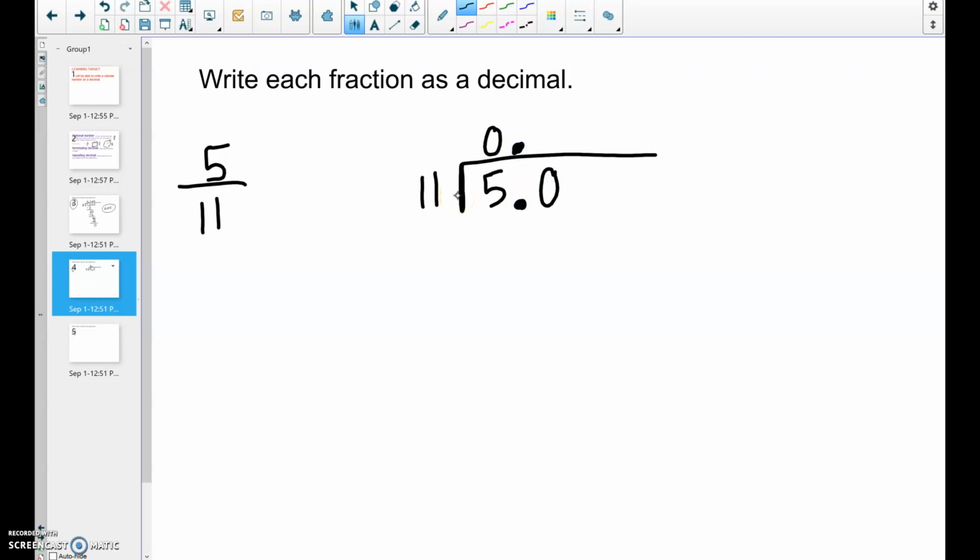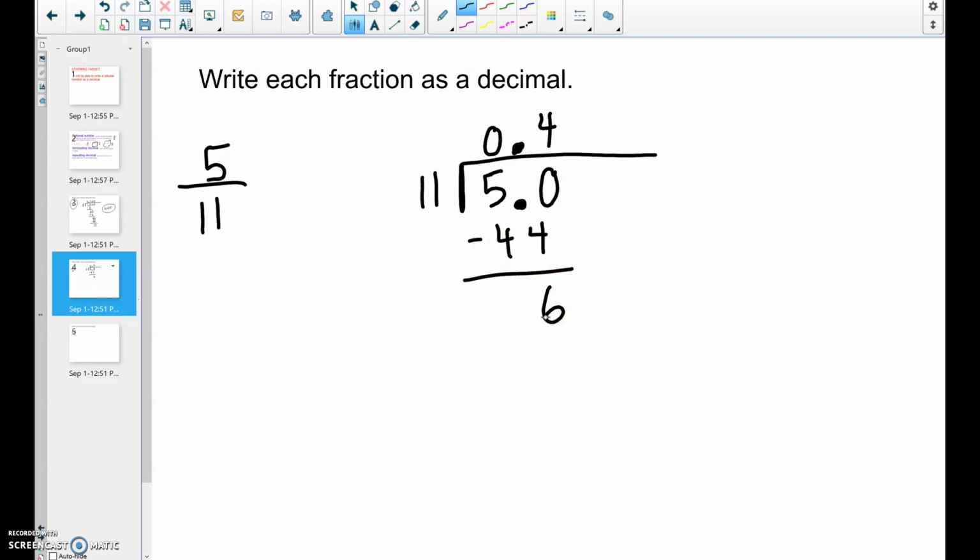Does 11 go into 50? And it does. So if I think about 5 times 11 is 55, that's a little too big, so I'm going to go one smaller. And I'm going to pick a 4. 4 times 11 is 44. And now we're going to subtract 50 minus 44. 50 minus 44 is 6, and that's a remainder.